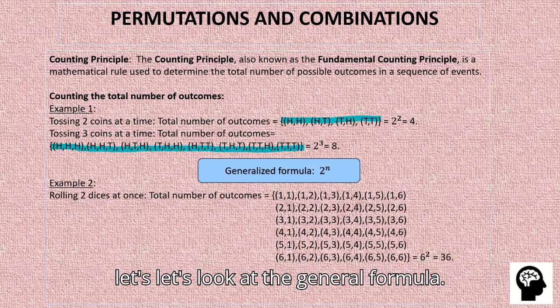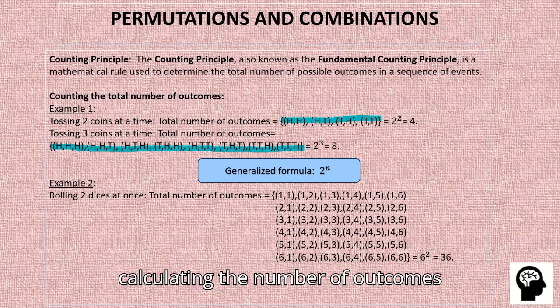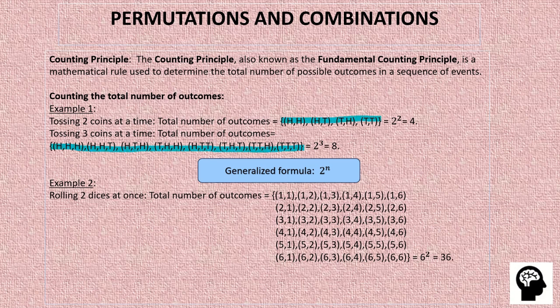Now let's look at the general formula. The general formula for calculating the number of outcomes while tossing a coin is 2 power n, where 2 is the number of outcomes when a single coin is tossed, and n denotes the number of times a single coin is tossed, or n coins tossed at once.